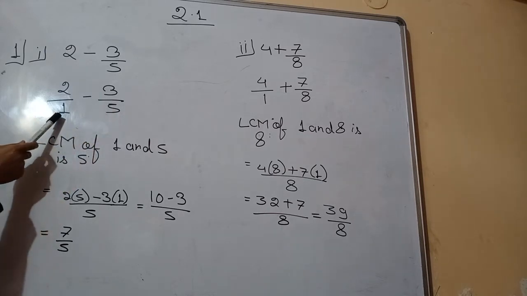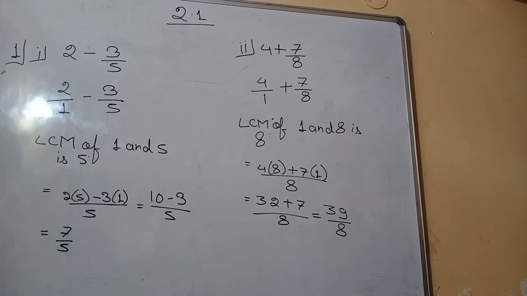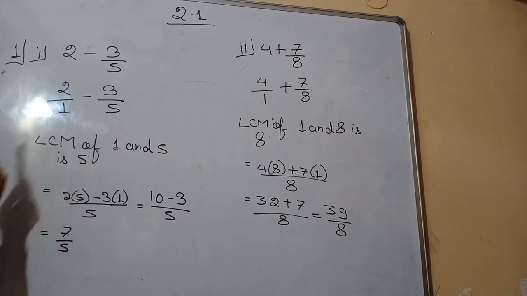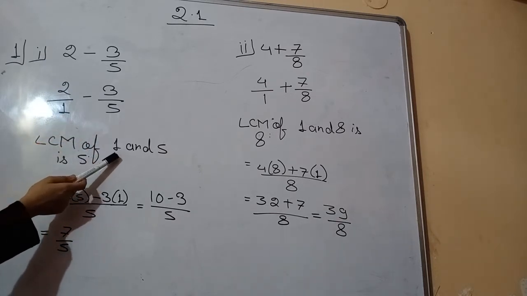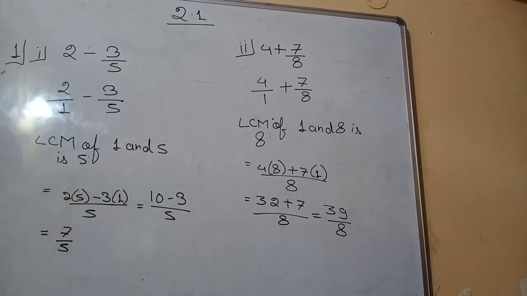Okay. Now here you can see both the denominators are different. Here is 5 and here is 1. So what we have to do? If denominators are different, first we have to find out the LCM of 1 and 5. I have explained in previous videos how to find out LCM of two different numbers. So finding out LCM of 1 and 5, the resultant will be 5. Okay. So what we have to do? As the resultant denominator, we will place 5 in the denominator.